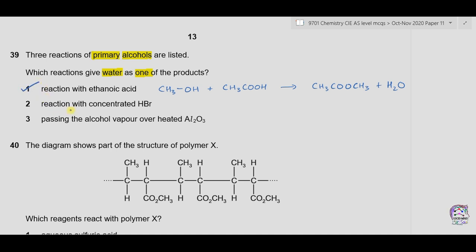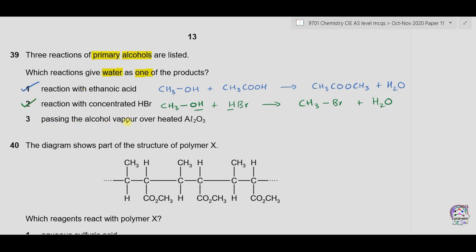In option 2, the reaction is with concentrated HBr. We can write the reaction with primary alcohol such as methanol plus HBr. Nucleophilic substitution will take place and Br will replace OH. So the product will be CH3Br and H and OH will become H2O. So option 2 is also correct.